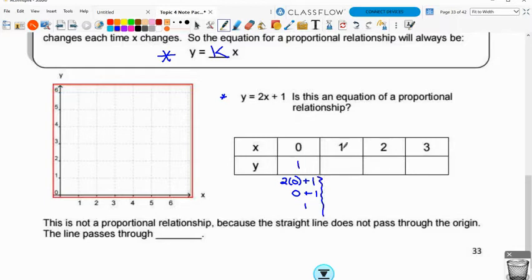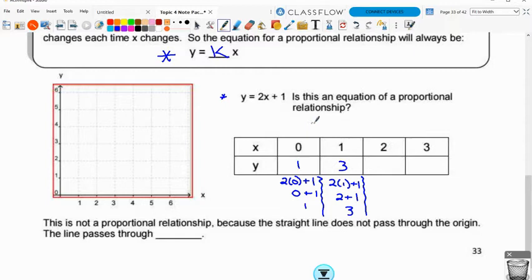Okay, what if x equals 1? Well, again, just substitute 1 into this equation. 2 times 1 plus 1. 2 times 1 is 2. 2 plus 1 equals 3. All right, so when x is 1, y is 3.